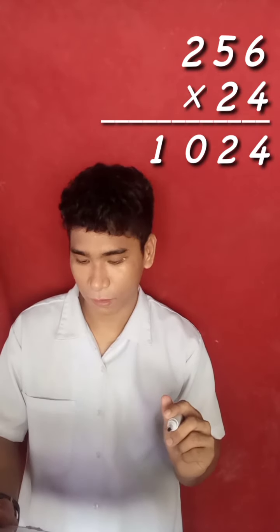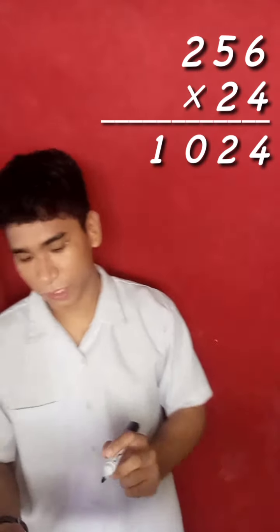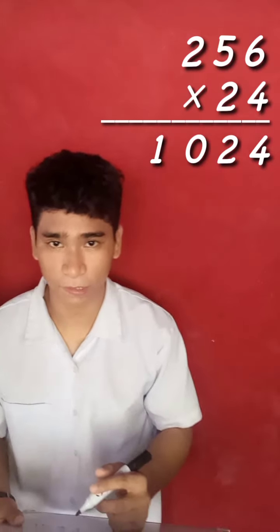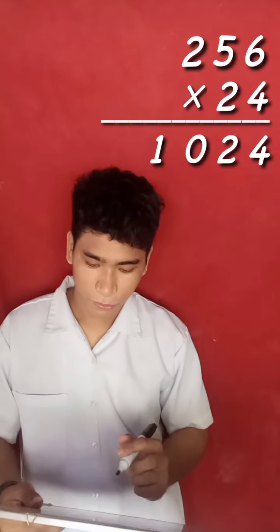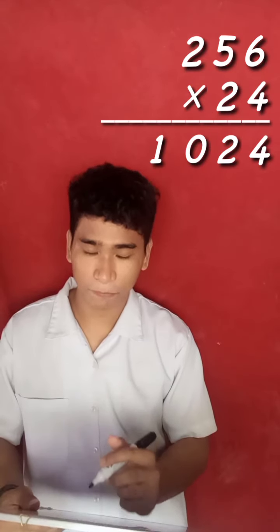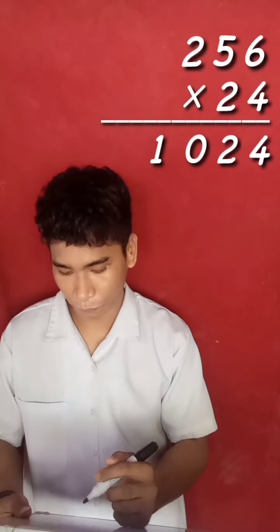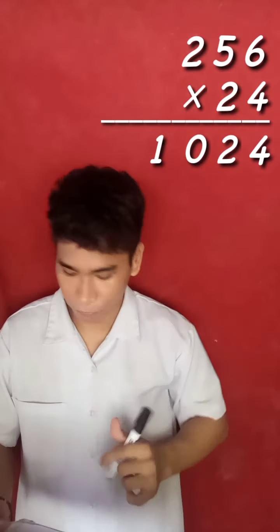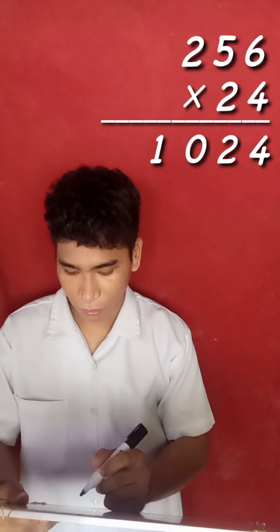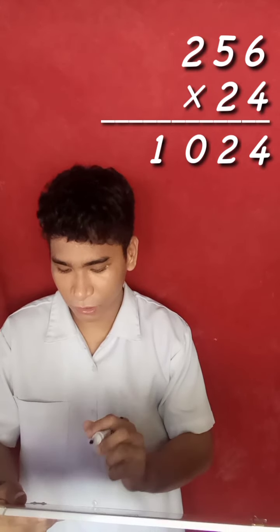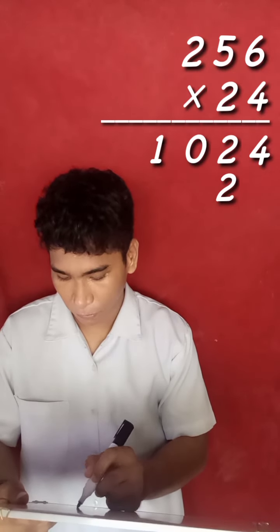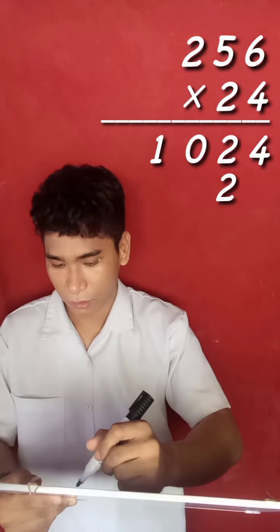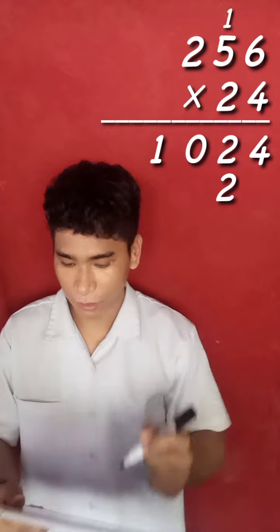Okay. Now, let's proceed for the number 2 at the bottom of the 256. So, 6 multiplied by 2. 6 times 2, we have the 6, 12. So, the answer is 12. Bring down 12. I bring down 2 dito sa tapat ni 2. And then, sulat natin si 1 here at the top of the 5.